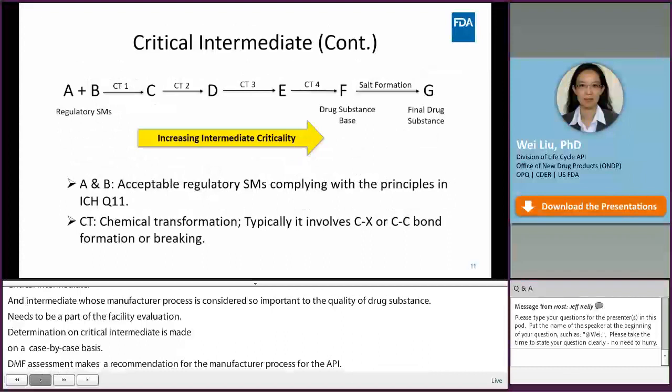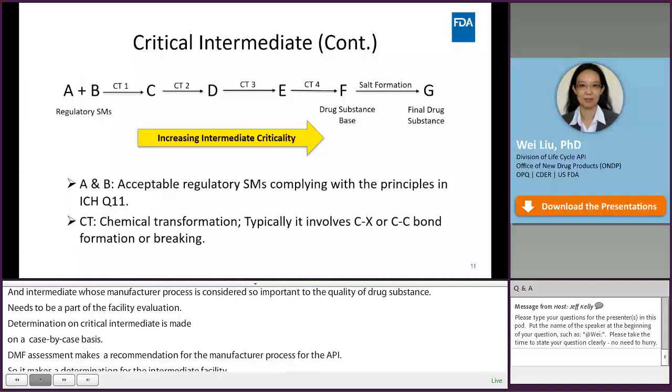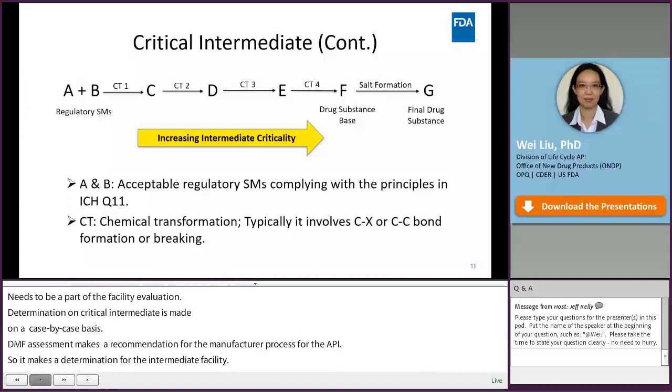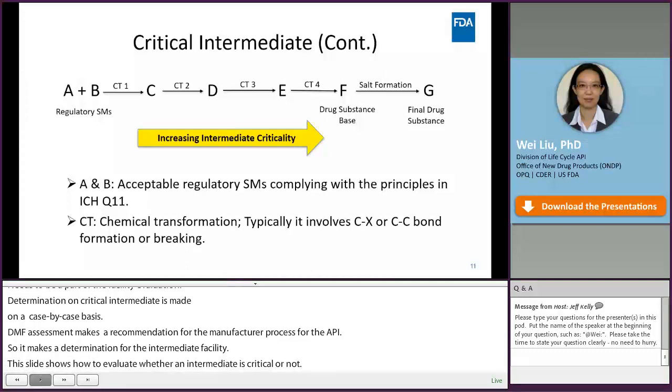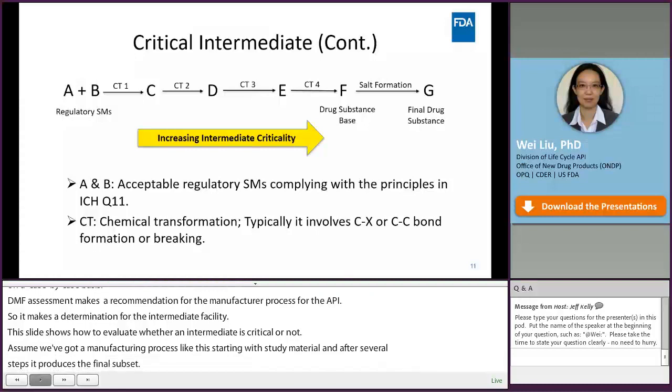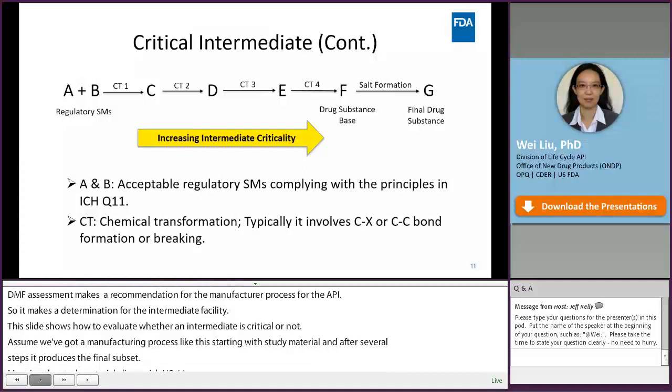This slide shows how to evaluate whether an intermediate is critical or not. Assume we have a manufacture process like this. It starts from the starting materials A and B. After several steps, it produces the final drug substance G. Here, A and B mean the acceptable regulatory starting materials which comply with ICH Q11. The CT here means chemical transformation. Typically, it involves C-X or C-C bond formation or breaking.